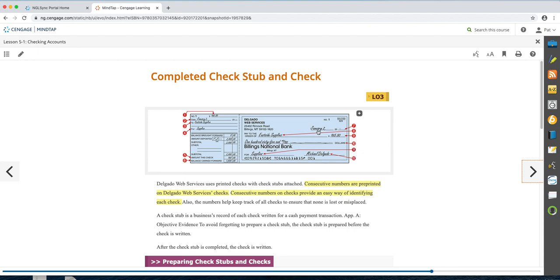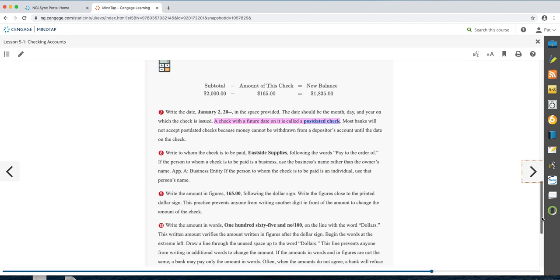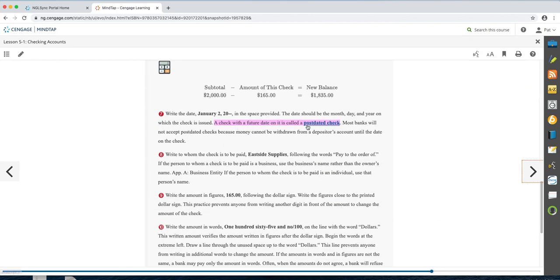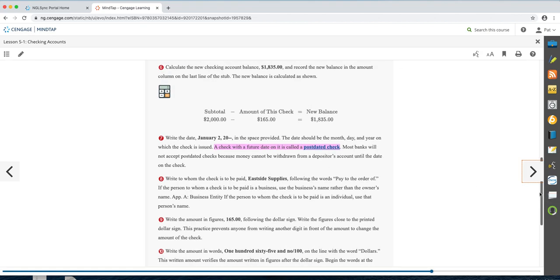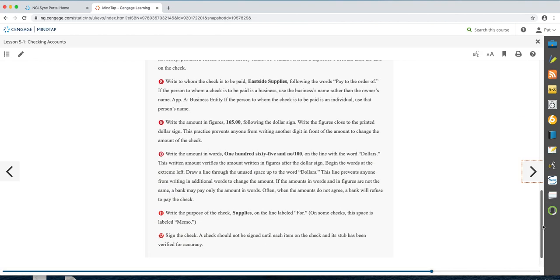So let's say you don't want a check to be cashed for whatever reason until January 2nd. You might write them a check on December 25th. You write it on Christmas, but don't cash it till January 2nd. That's what's called post-dating, writing a check with a future date on it. It's just something that they mention here, and you want to make sure you understand.